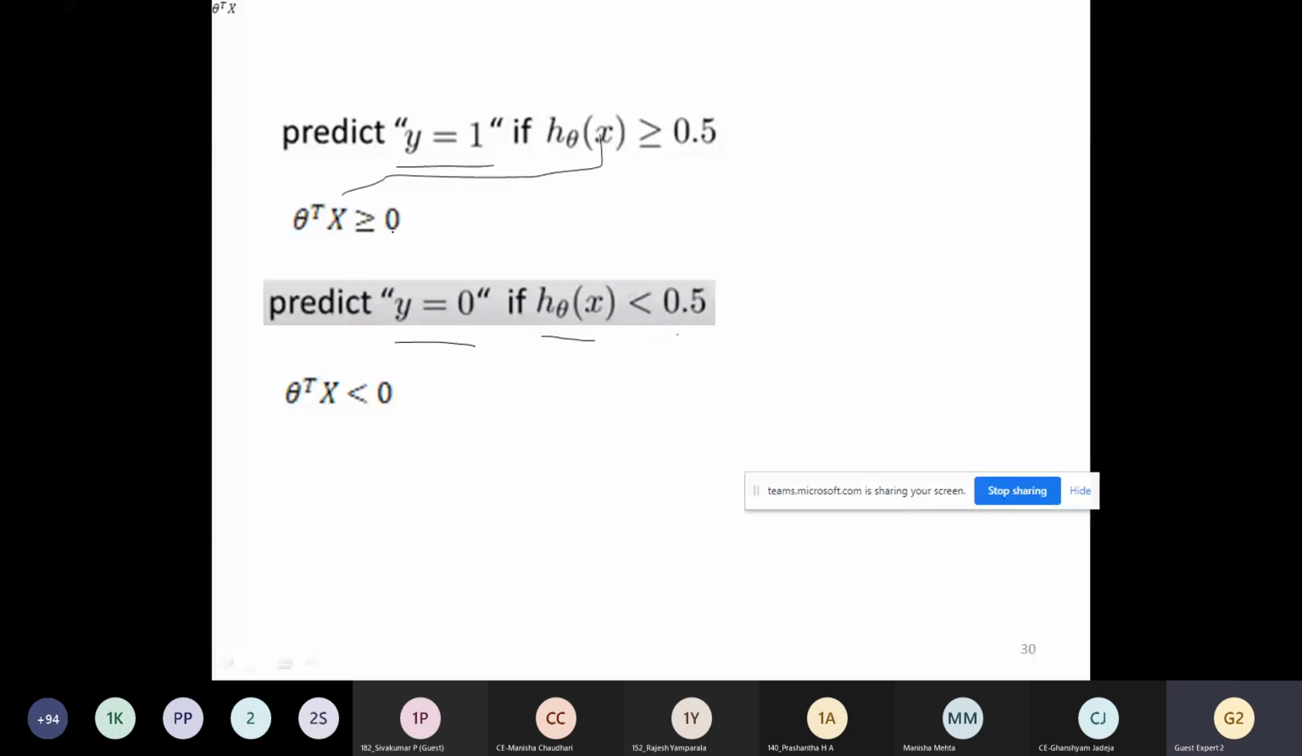h of theta x will be greater than or equal to 0.5, and so y is equal to 1. And when theta transpose x is less than 0, h of theta x is less than 0.5 and y is equal to 0.